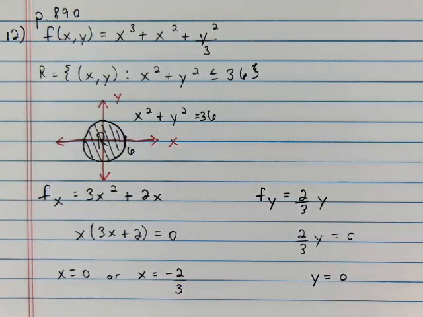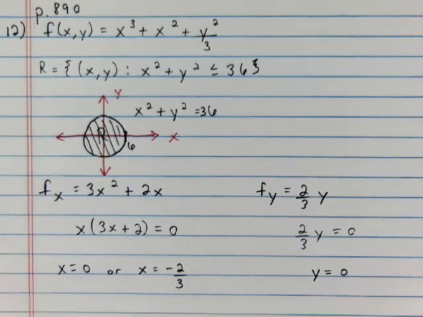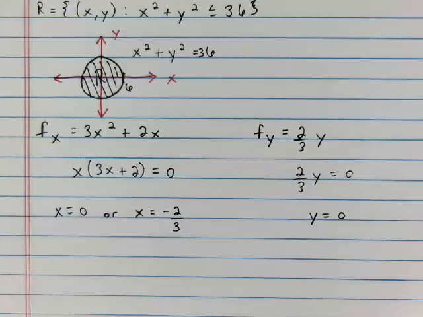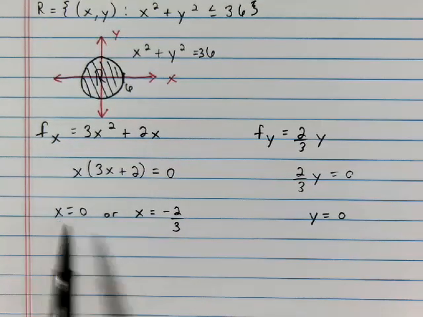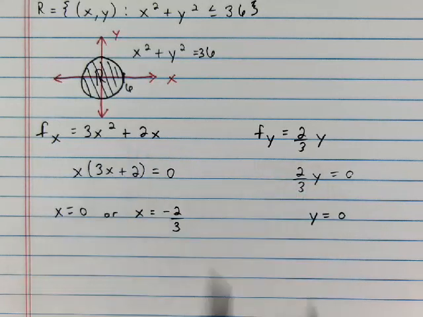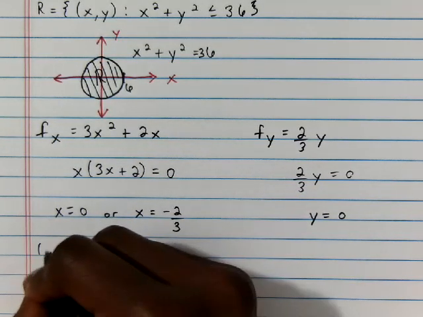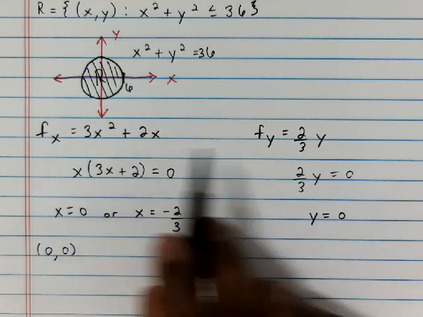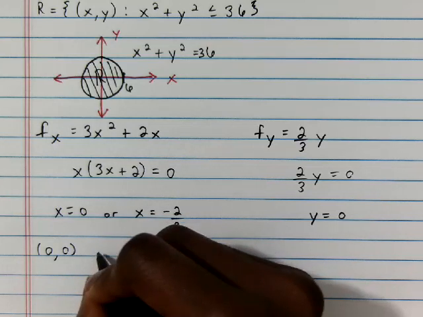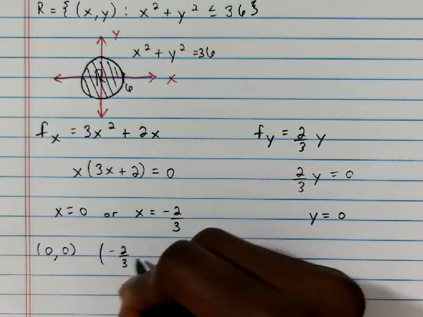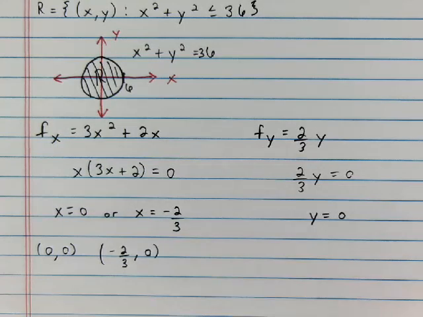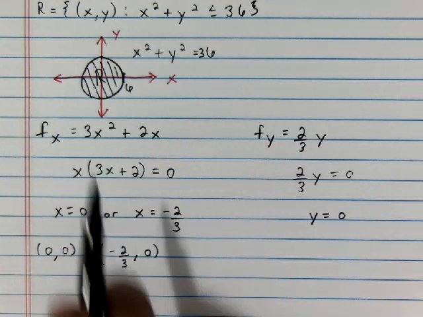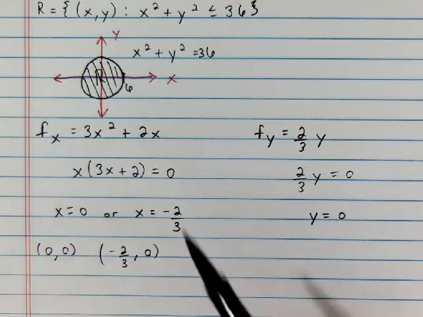So now we take every combination of x and y that we can get from here, and that will give us our critical points. If x is 0 and y is 0, then both of these equations are 0, so that's one of our points. If x is negative 2/3 and y is 0, then both of these equations are 0, so that's also a critical point for us: negative 2/3, comma, 0. Now, are these points inside of the disk? Yes, both of those points are inside. If one of them wasn't inside, we wouldn't consider that point.